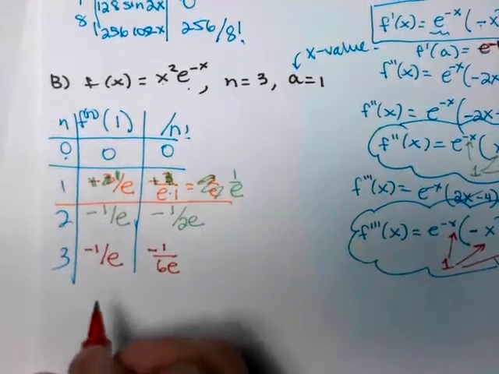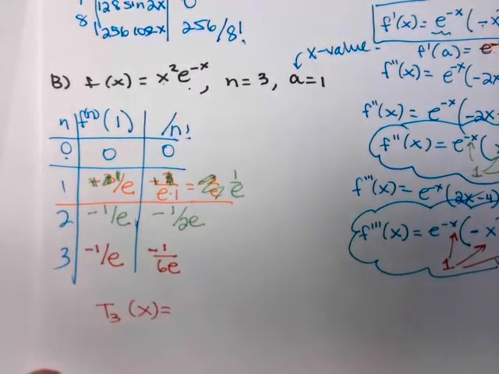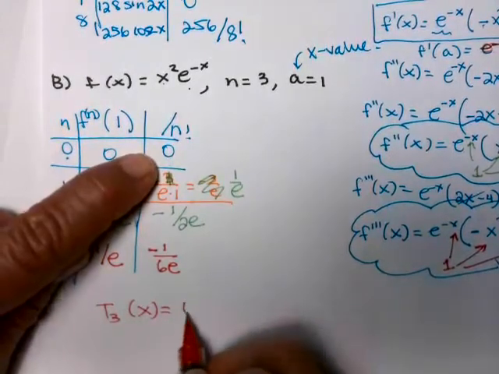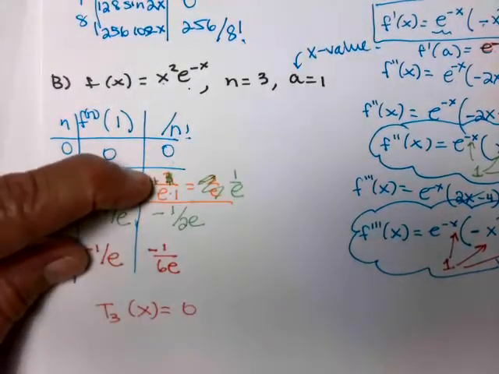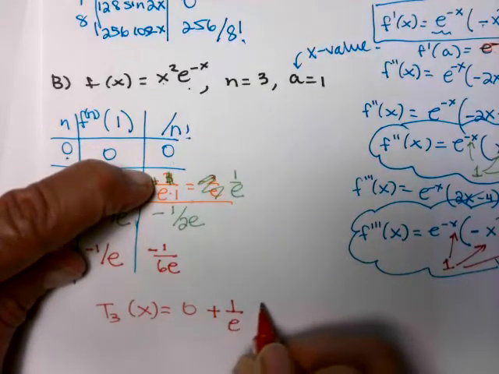So here we go. I want to write out that third order Taylor polynomial. So t sub 3 equals. So the first one is going to be 0. I'll go ahead and write it. And then I'll do my plus because I didn't look for my error. So then plus 1 over e.